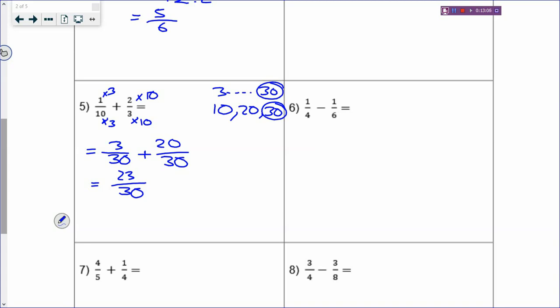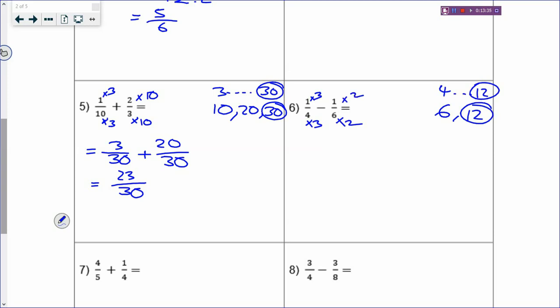How about subtraction? Now again, many of you will take 4 times 6, 6 times 4, and you get 24. But what is the common multiple of 4 and 6? It's not 24. The first common multiple is actually 12, because 12 can divide by 4. So 12 is a common multiple of 4 and 6. So I would like to make the denominator into 12. So 4 times 3, 6 times 2. And then on top, you also do the same.